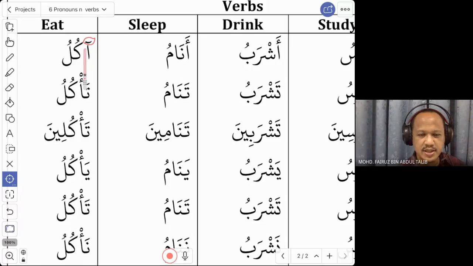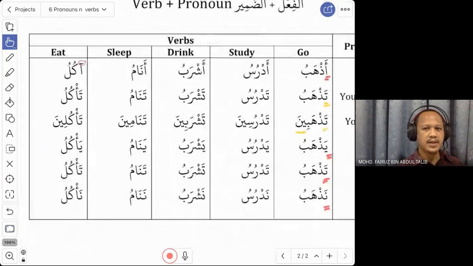And the last verb is to eat. I eat, akul. You eat, takul. You eat for female, takul, the same word, but you end it with in: takulin. Okay? So takulin is you eat for female. So these are the changes, the six changes that you should know for the six basic pronouns: anta, anti, huwa, hiya, ana, and also nahnu.